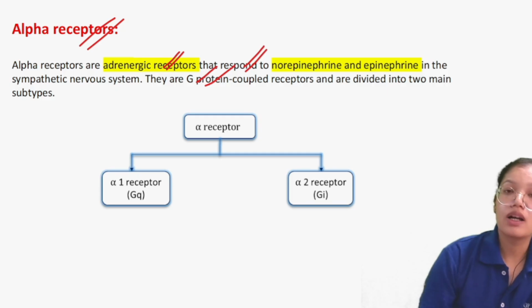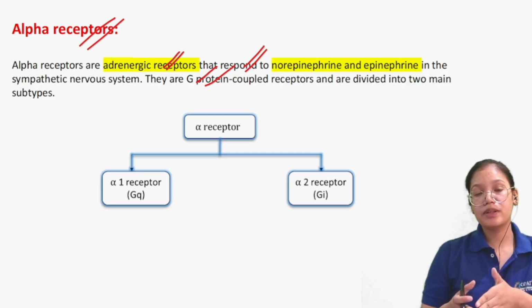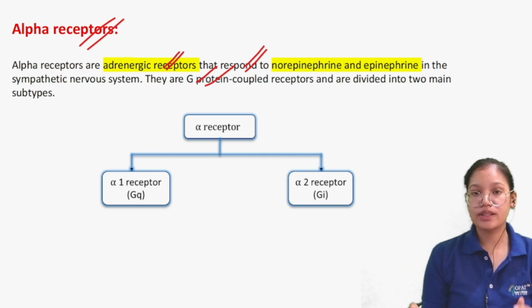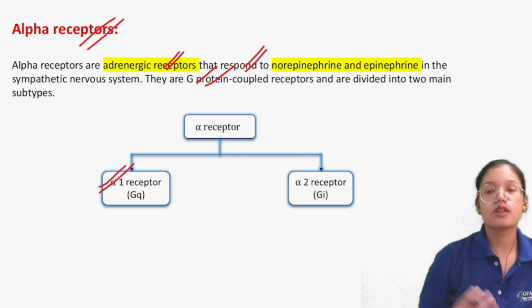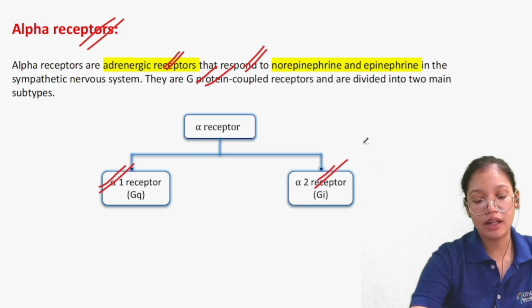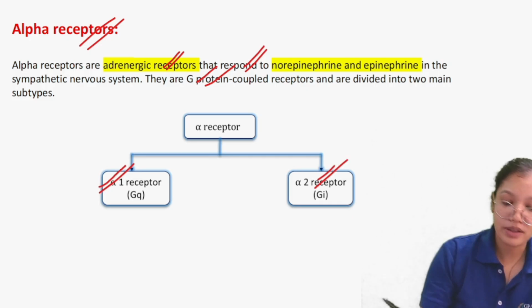They both are G protein coupled receptors. So alpha receptors, alpha 1 and alpha 2 receptors, and both are G protein coupled receptors. Alpha 1 is the Gq protein coupled receptor and alpha 2 is Gi, that is the inhibitory protein coupled receptor.